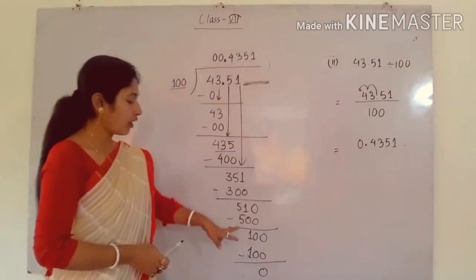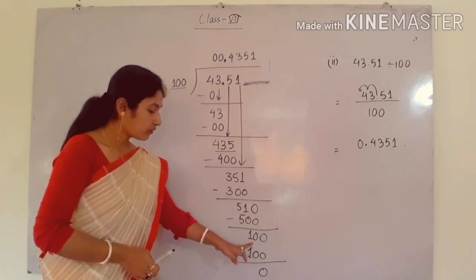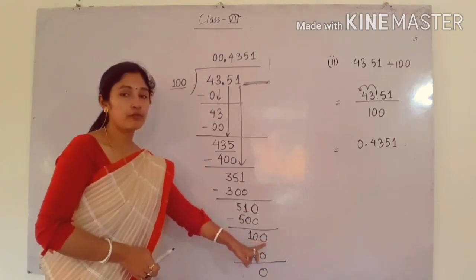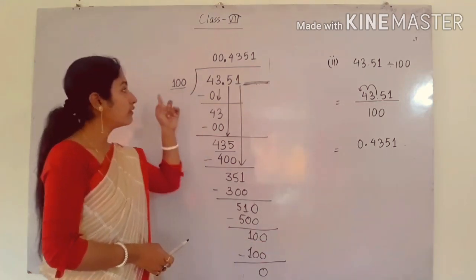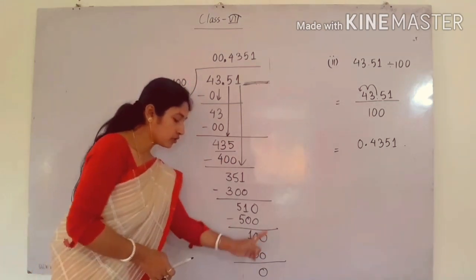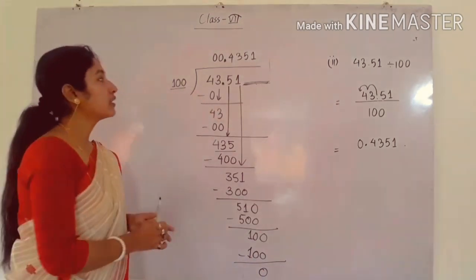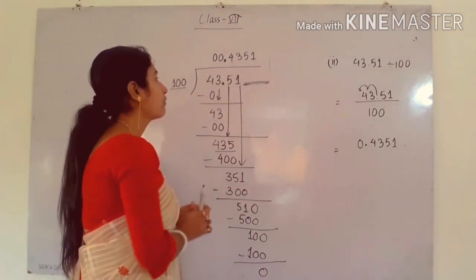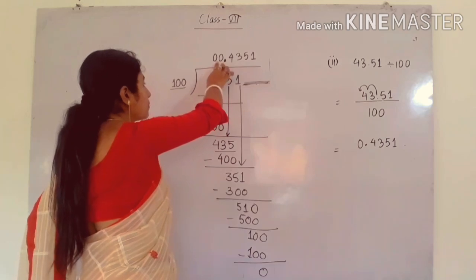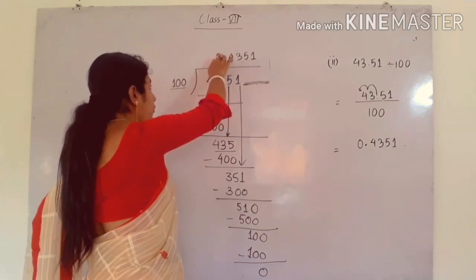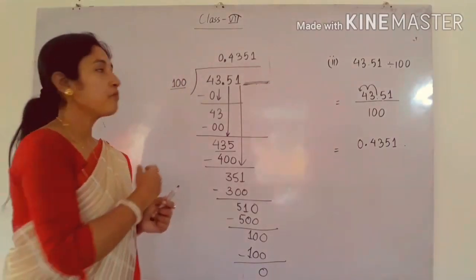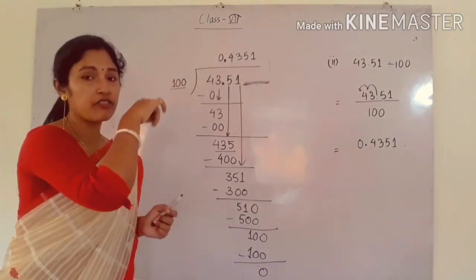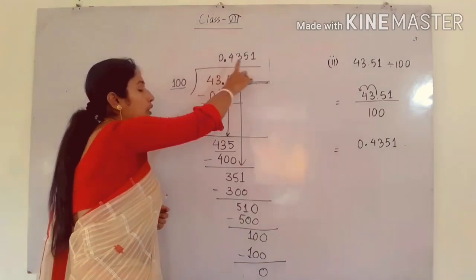So 100 5s are 500. So the remainder will be 10. Then after that again I have put 0, I have taken 0 by the decimal point. So 100 ones are what? 100. So the remainder is 0. So see, the answer is 0.4351. So here I have written 2 zeros, but it is not necessary for doing this division only. That I have to write, but the final answer will be what?